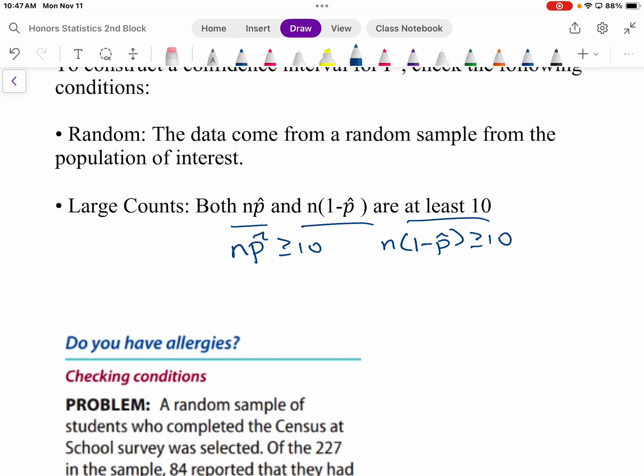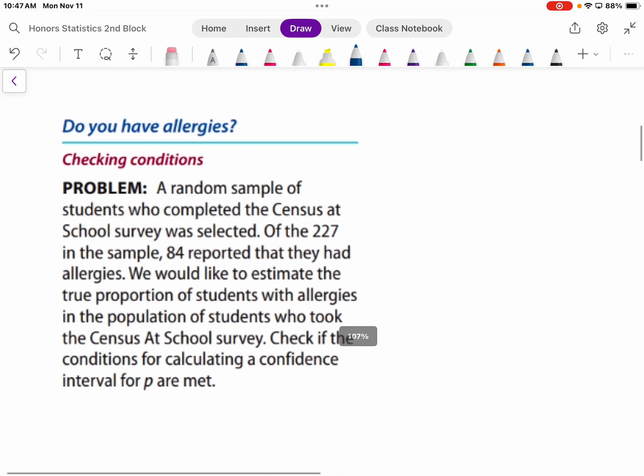So when we test the large count condition, we're going to test it based on the sample percentage, if they say, hey, from this sample, 85%, or maybe they give me a situation like 15 out of 30 people. We use that for our p hats as we check these things. So the first couple of examples, we're just checking the conditions. Do we meet them?